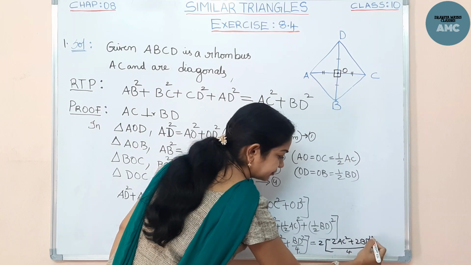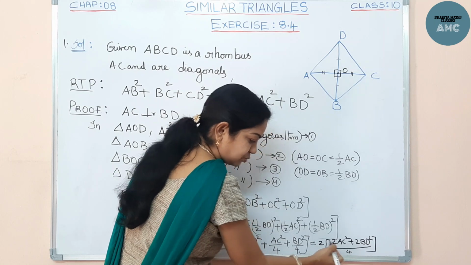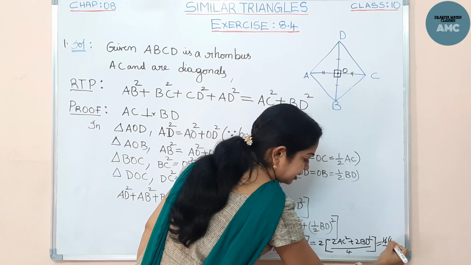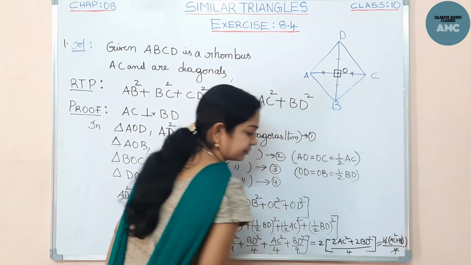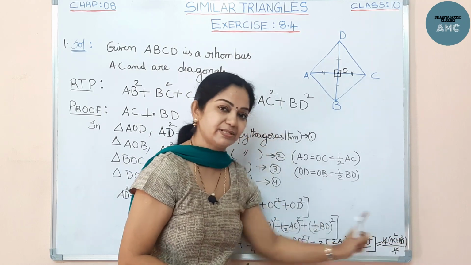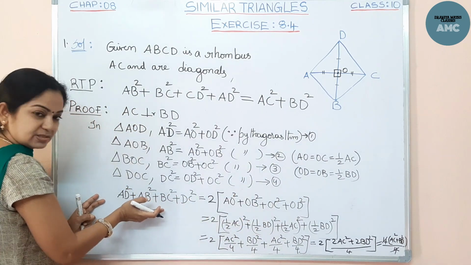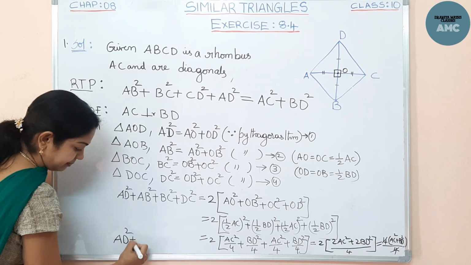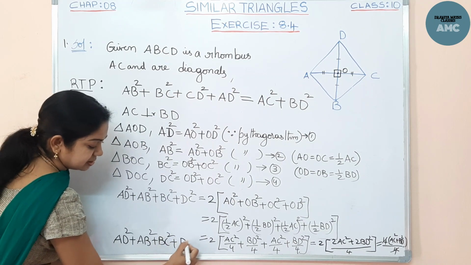4 is the LCM. Now, if you take 2 again outside, already 2 is there, so it comes to 4. 4 by 4, this 4 and 4 get cancelled. So here AC square plus BD square is left over. Now, this is all the RHS part. The LHS part is already here, I have not touched it. It is AD square plus AB square plus BC square plus DC square.